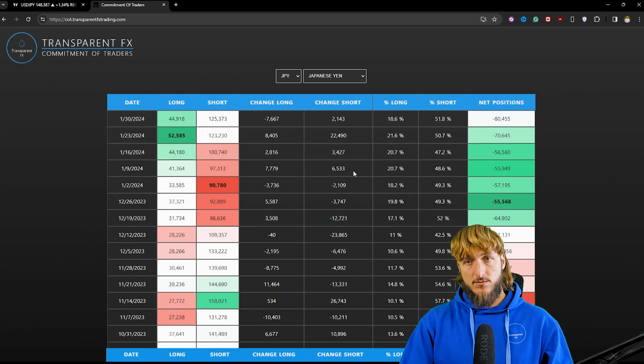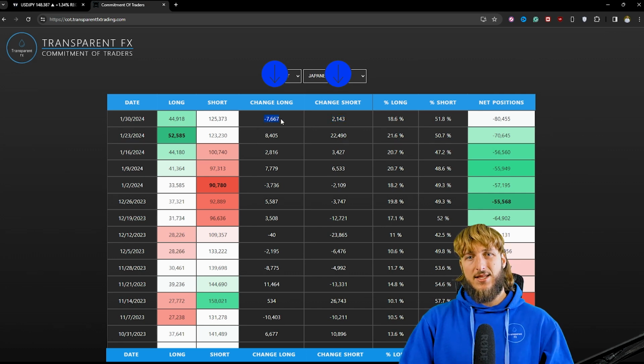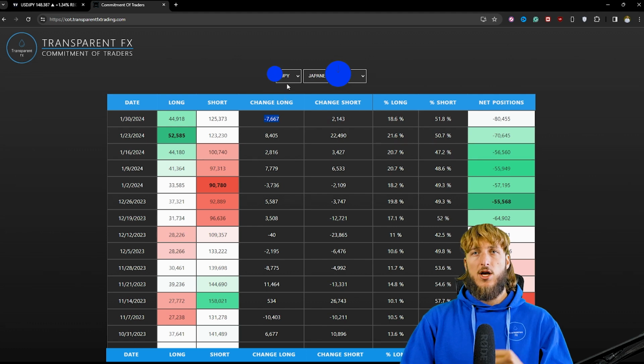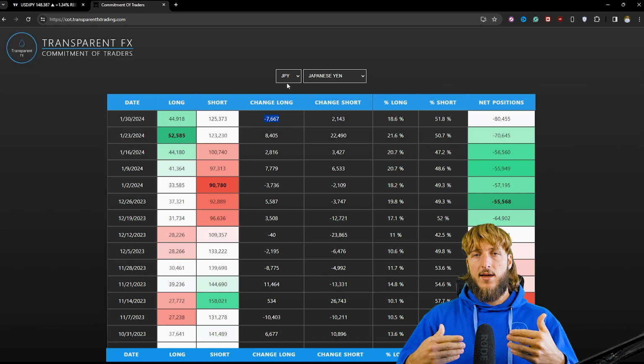And in fact, we can see that with the last report alone, we had 2,100 shorts added on the JPY and 7,600 longs getting closed, therefore making the JPY weaker from an institutional perspective. So it's clear that institutions at the moment are longing USD JPY, making it stronger.